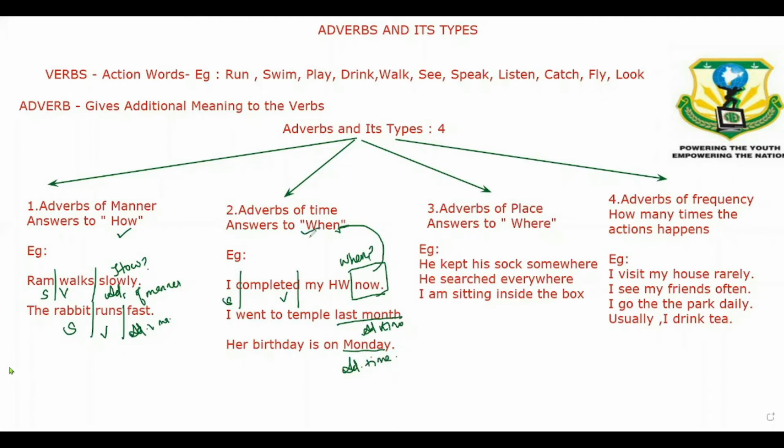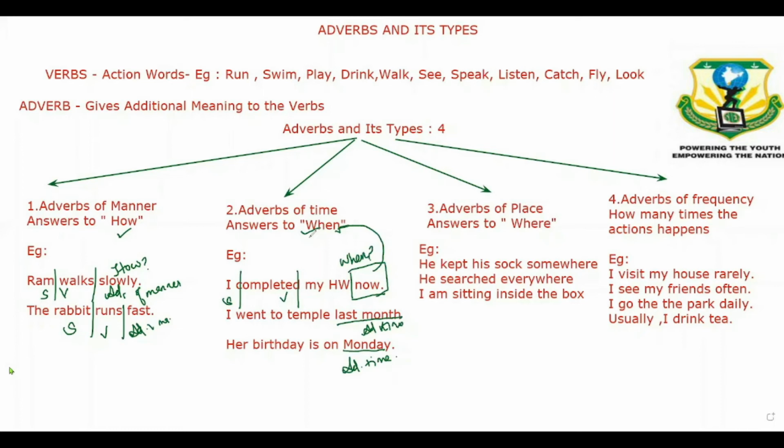Next is the adverb of place. It always answers the question where. He kept his socks somewhere. Where did he keep them? Somewhere. So somewhere is the adverb of place. He searched everywhere. Where did he search? Everywhere. Everywhere is the adverb of place. I'm sitting inside the box. Where am I sitting? Inside the box is the adverb of place.